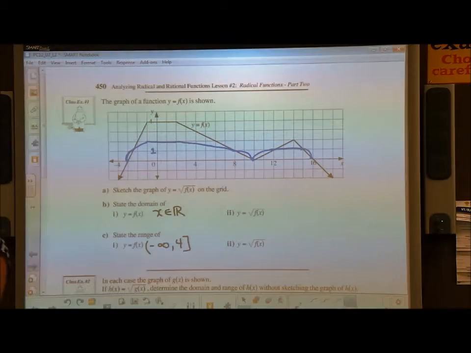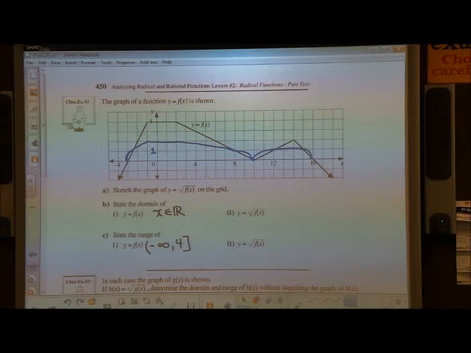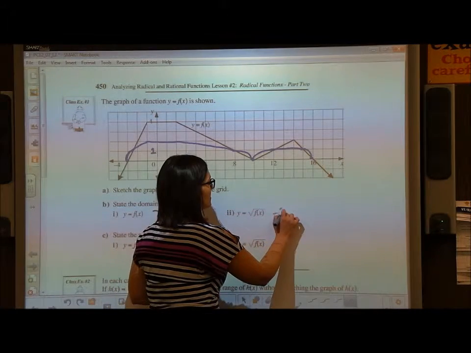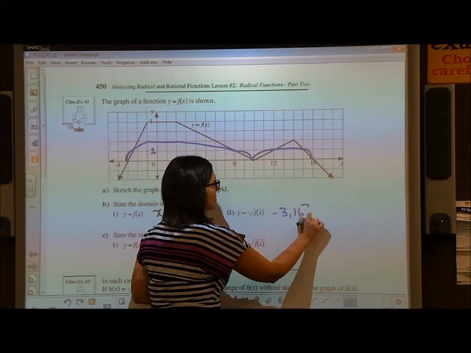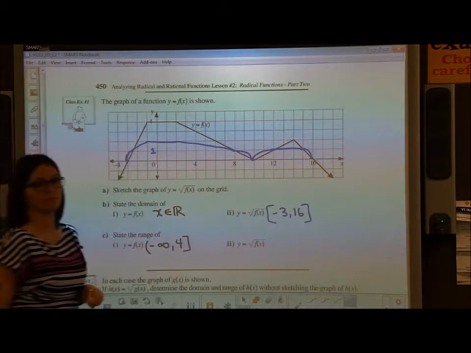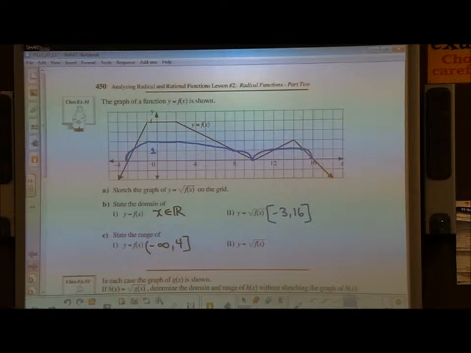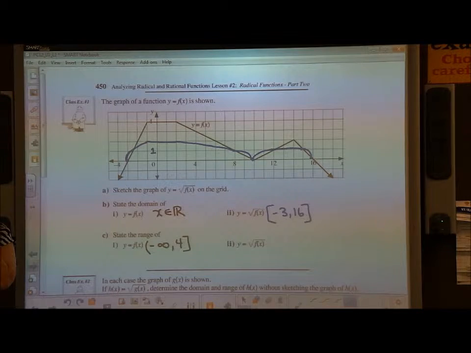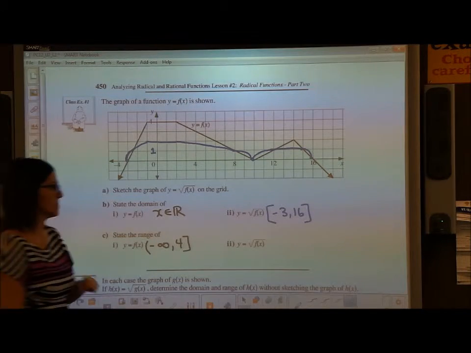What's the domain of my radical function? -3 to 16. What's the range? And 0 to +2. Yes.